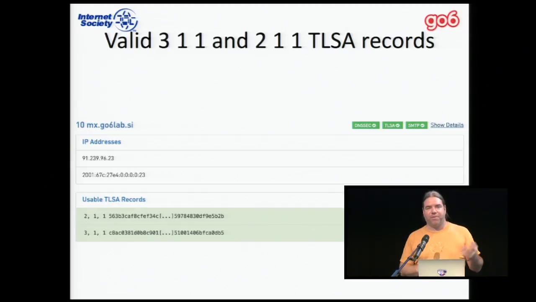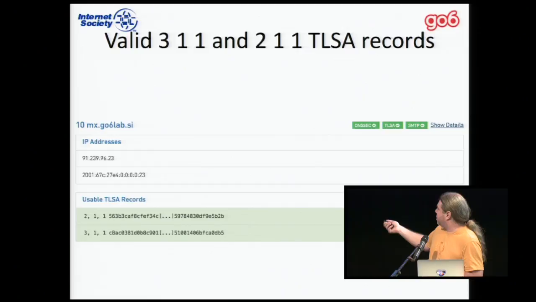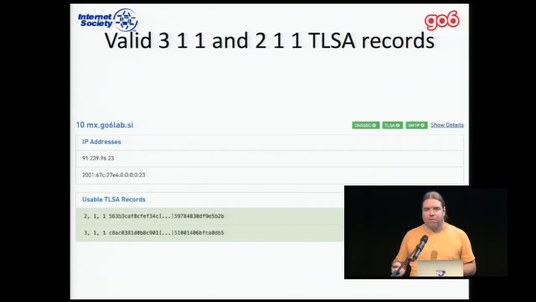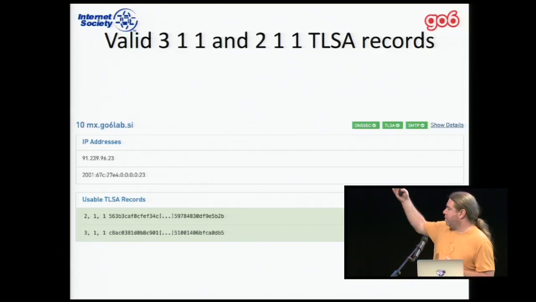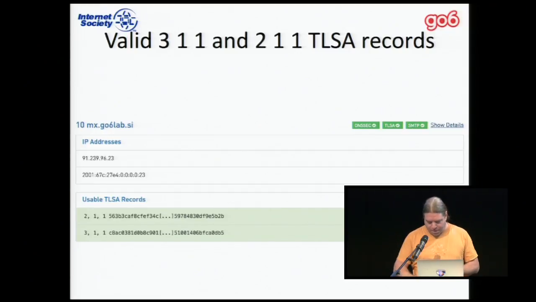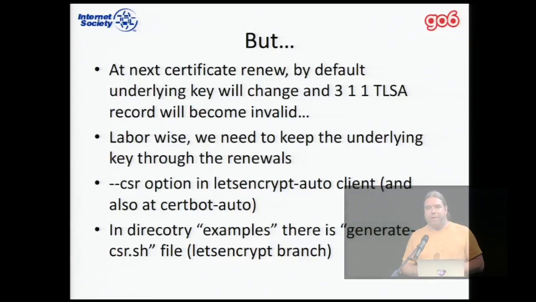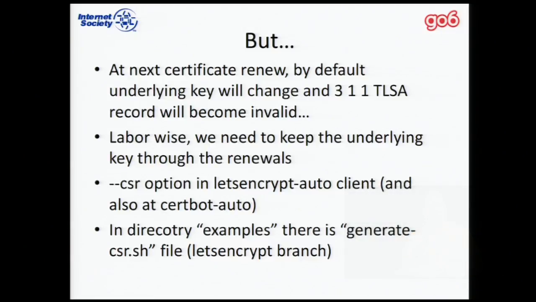If you test it with the online tool that verifies your TLSA records and mail, I got both. So here it should be green color. I don't know what's happening with this projector. But both TLSA records are usable. So one is verifying the root certificate and one is verifying my certificate. Okay, at the next certificate renewal, by default, the 3 1 1 TLSA record would not work anymore.